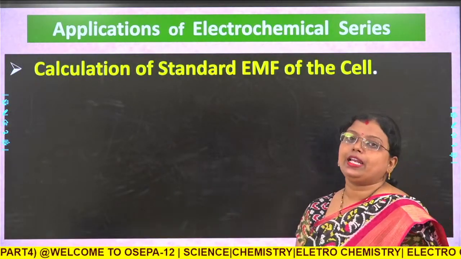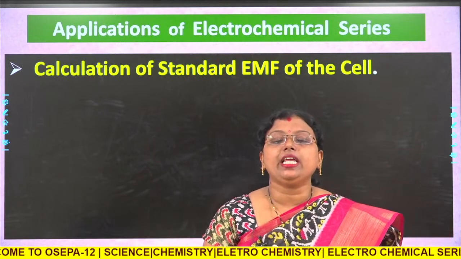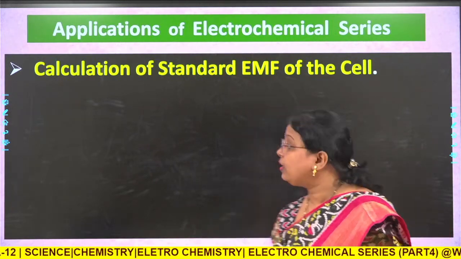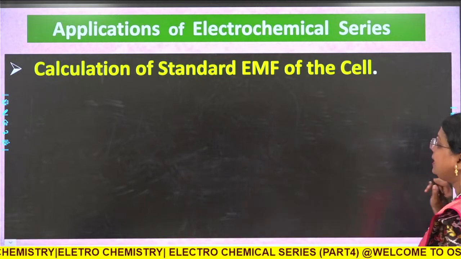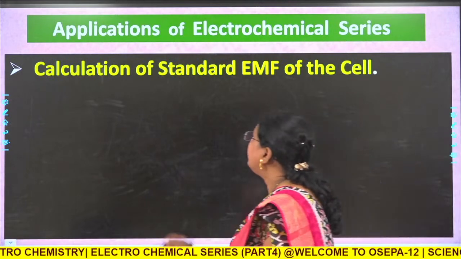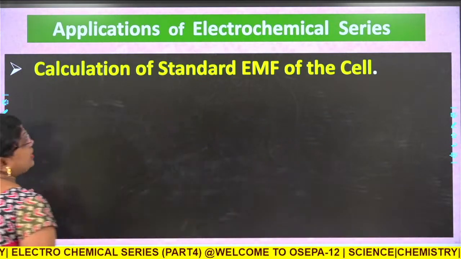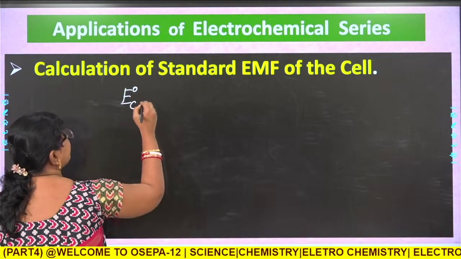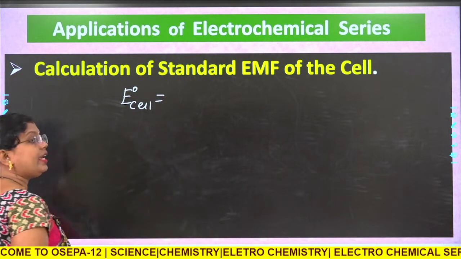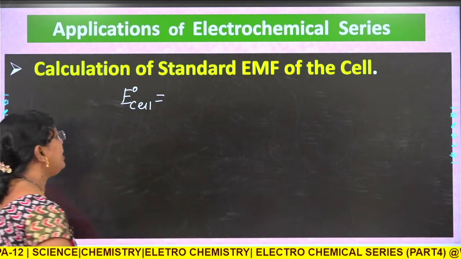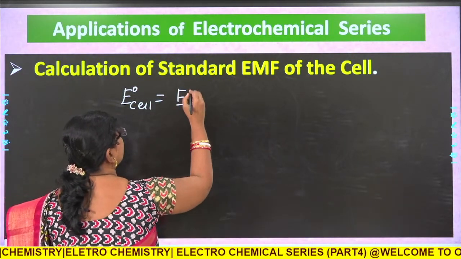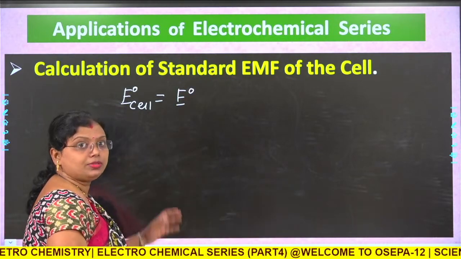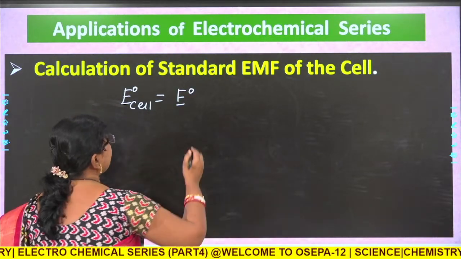It is used to calculate the standard EMF of a cell. Let us calculate how the standard EMF of a cell is calculated. Standard EMF of the cell, E naught cell. How is it calculated? It is calculated by a formula. We have solved certain problems using this formula. So tell me the formula.